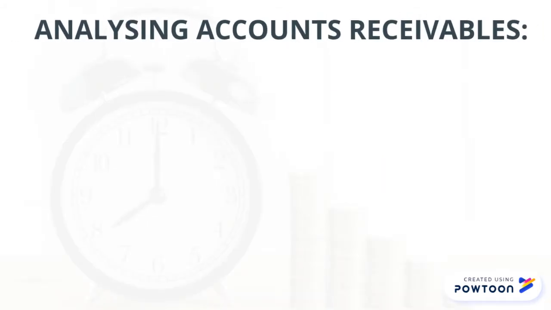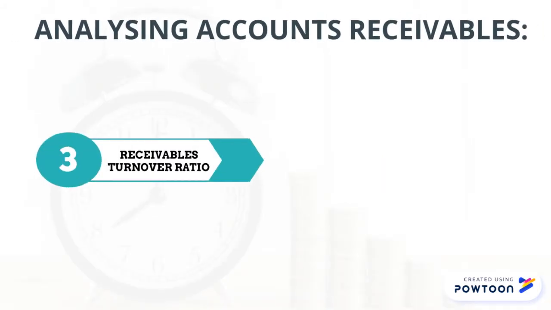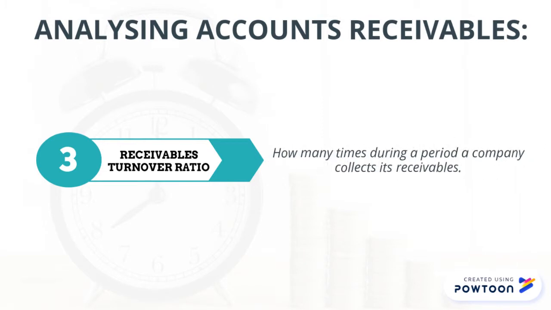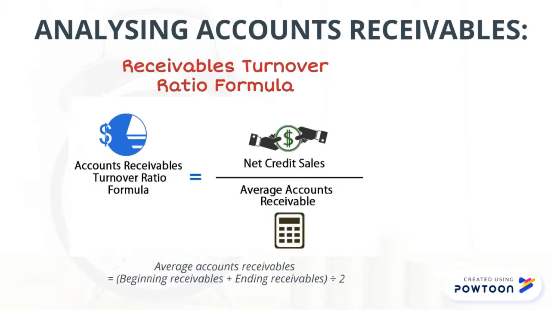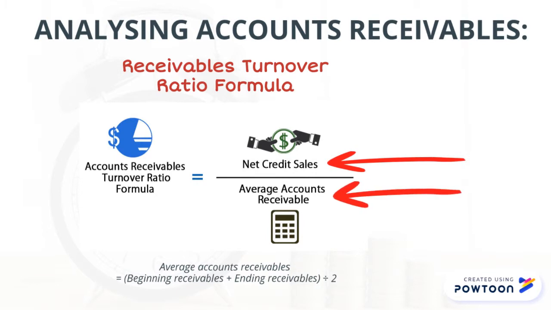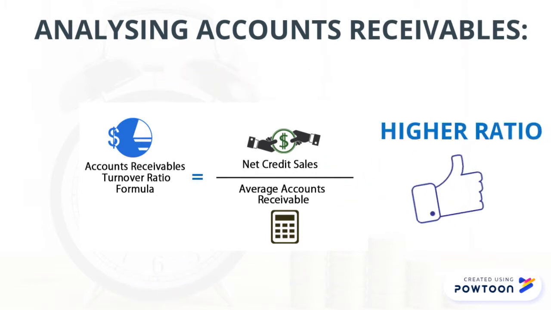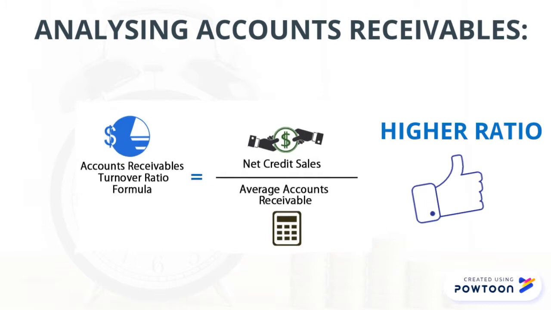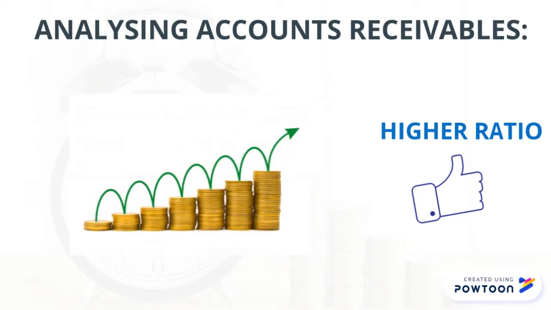Another way to analyse management of receivables is to calculate the receivables turnover ratio, which indicates how many times during a period a company generates and collects receivables. The ratio divides sales by receivables. A higher ratio is favourable as it indicates that the company collects or turns over its receivables faster, which ultimately improves cash flow, enabling them to meet their obligations sooner.